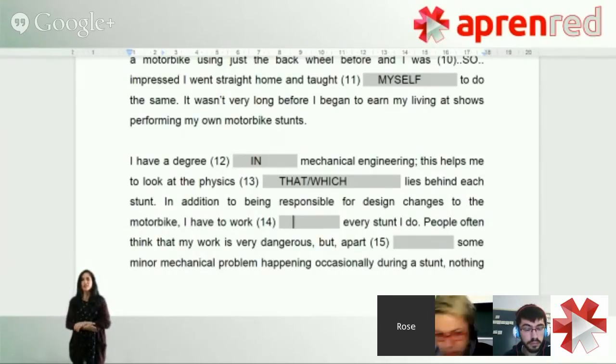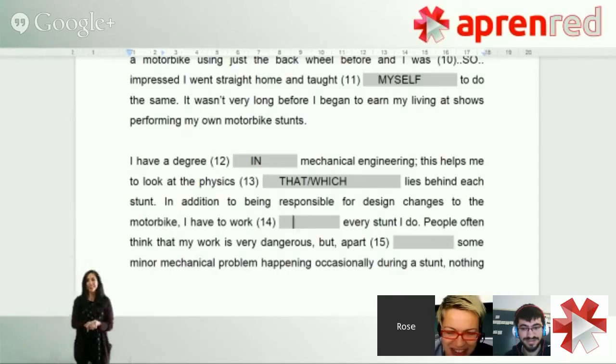In addition to being responsible for design changes to the motorbike, I have to work before every stunt I do. Before? Ah, okay. What did you write down, Nicole, there? I put I have to work. Oh, I think I didn't see that. You missed the cut. Sorry. Okay.